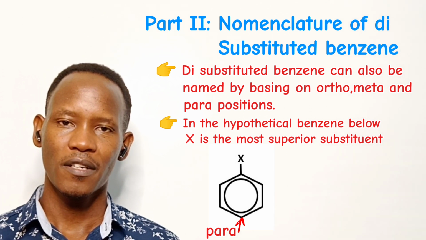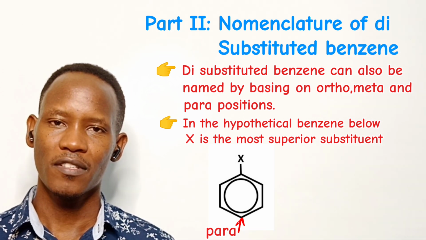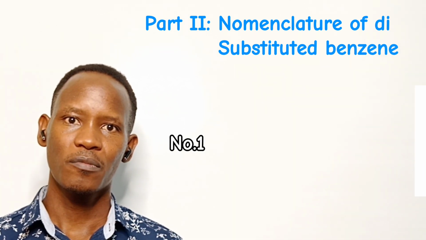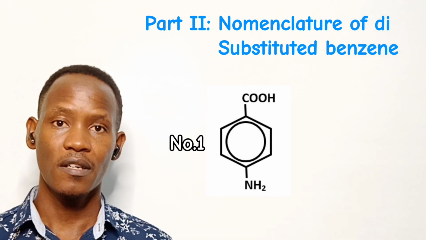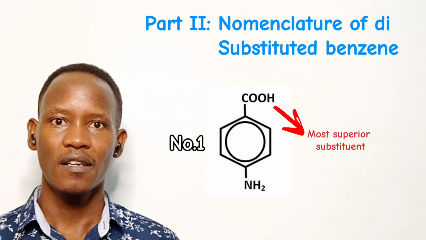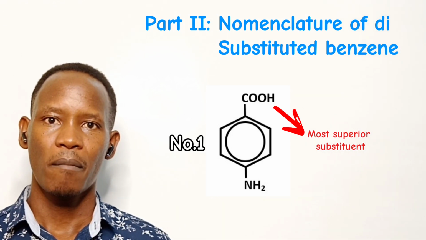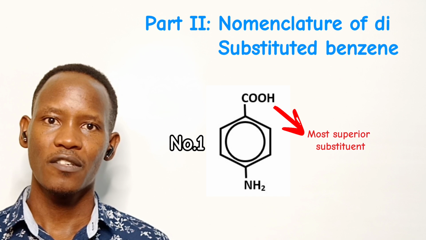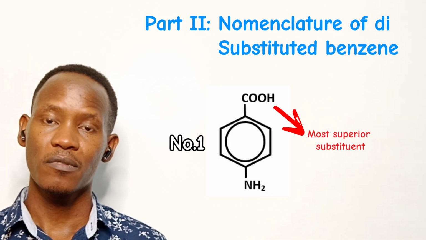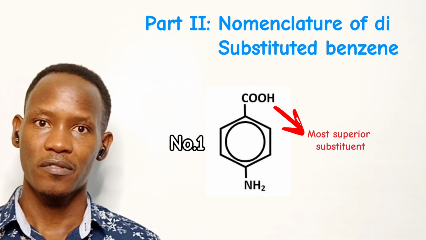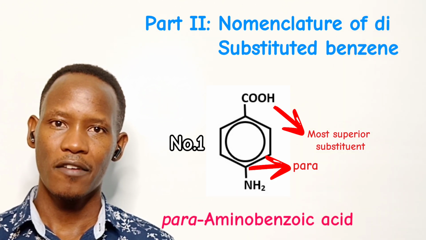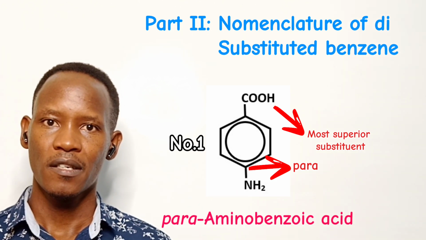So without wasting time, the examples we have displayed here, example 1, to illustrate this: the priority group displayed on this compound is the carboxylic group, and the other substituent is the amino group. Now, by taking into consideration ortho, meta, and para positions, we find out that the amino group is actually on the para position, and therefore the name of this compound becomes para-aminobenzoic acid.